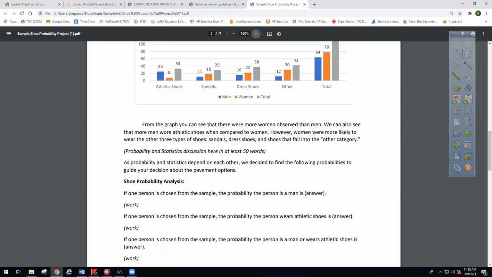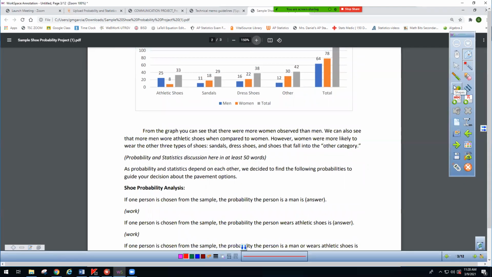And again, here it says, from the graph, this is the conclusion. So from the graph, you can see that there are more women observed than men. We can also see that more men wore athletic shoes when compared to women. However, women were more likely to wear the other 3 types of shoes: sandals, dress shoes, and shoes that fall into the other category. This is where you're going to make sure that you have at least 3 comparisons.